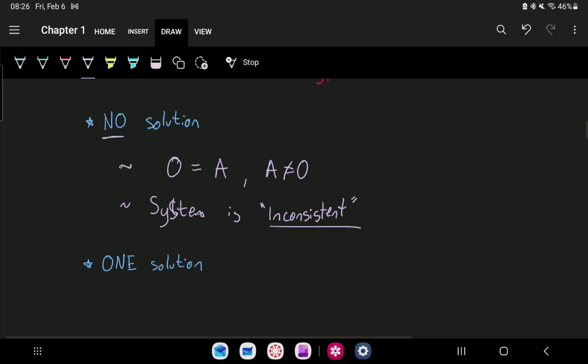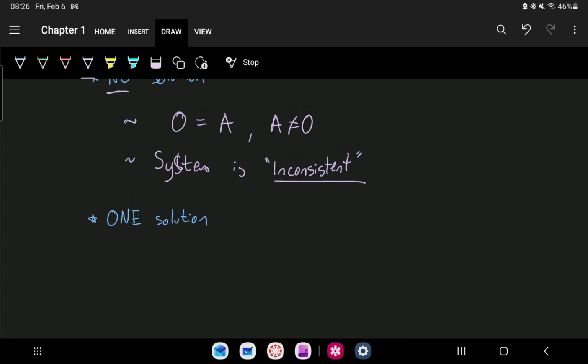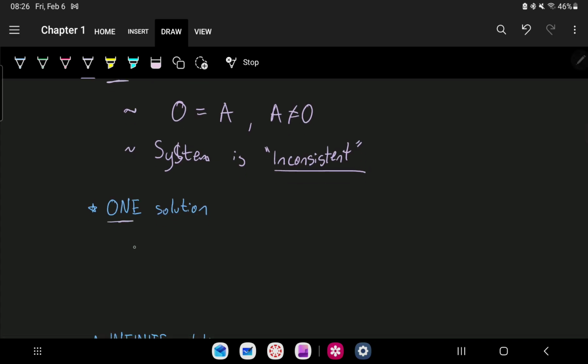Now, one of the other cases, I should say, is that there's going to be one solution. This is the case where you're going to have x1 equals a real number a, x2 equals a real number b, just like we saw in that first example, right?